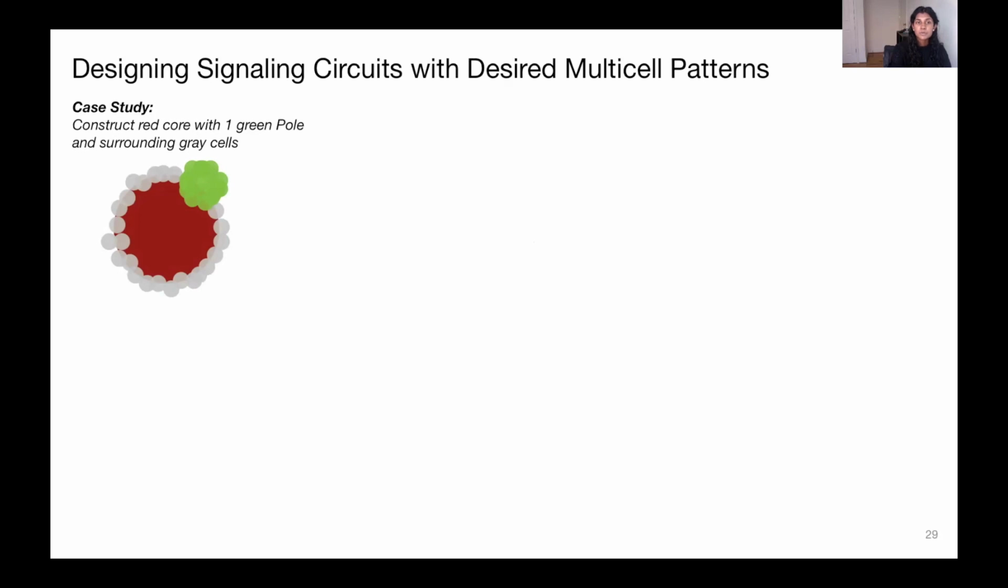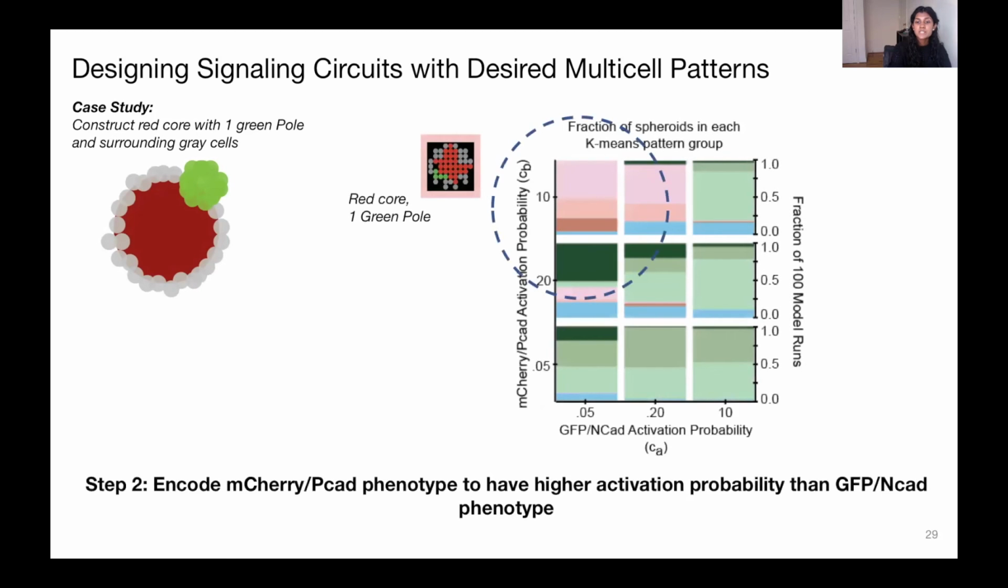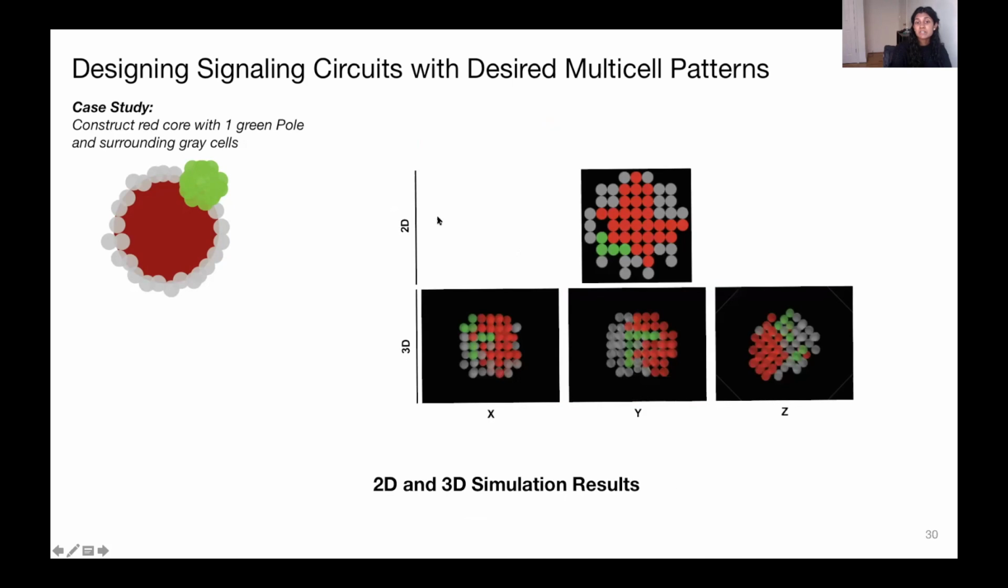Then, to select the number of poles, we can see that in this parameter space exploration, when the M-cherry PCAD activation probability is greater than that of the GFP NCAD phenotype, we can get red cores with 1 green pole. When we run the model with these signaling parameters, we find that the 2D and 3D model give us a spheroid with the desired constraints.